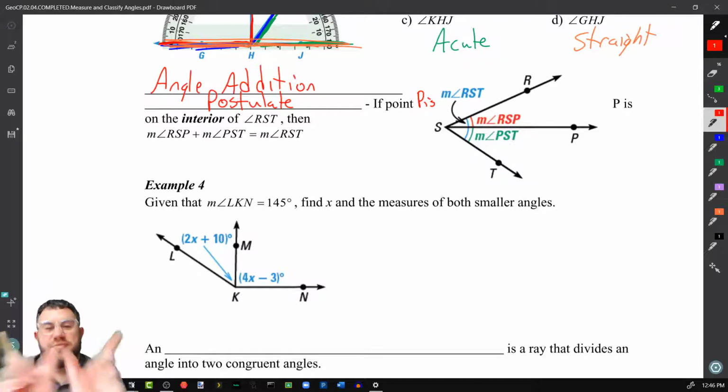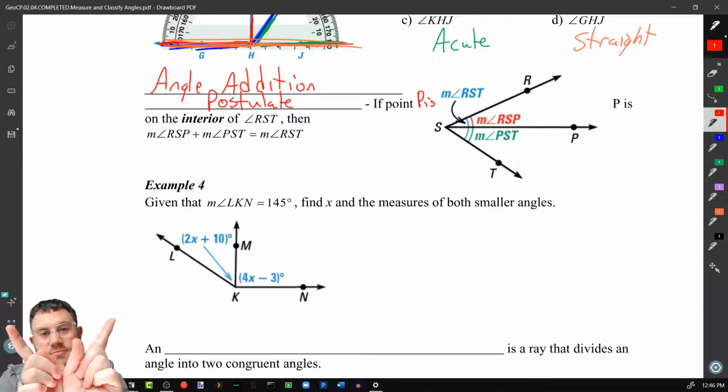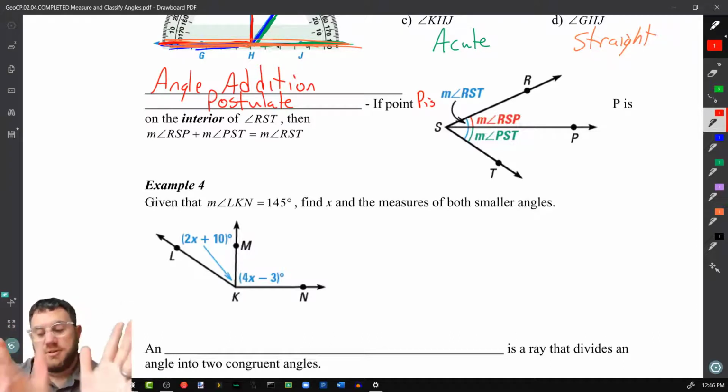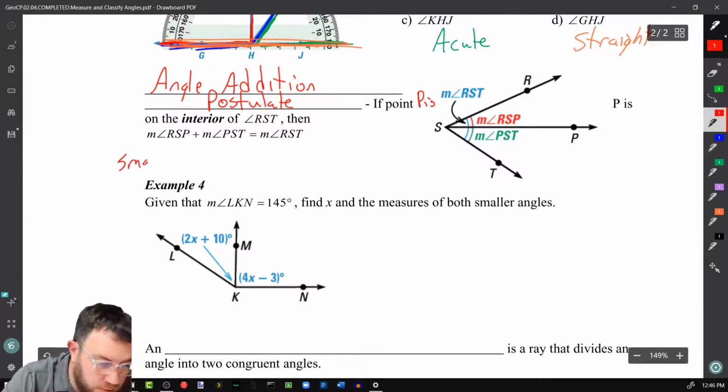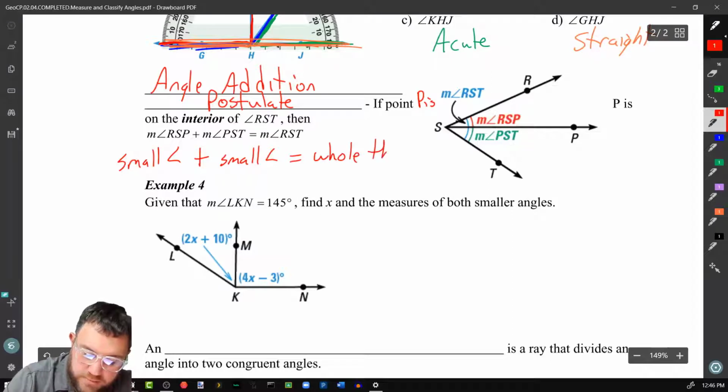That basically means if we've got two angles that we call adjacent angles that butt up to each other, have the same vertex, and share one of their sides where my thumbs are, then this angle plus this angle equals the whole thing. So small angle plus small angle equals the whole thing. I'm going to write it down like that. Small angle plus small angle equals whole thing.